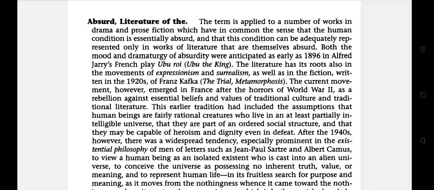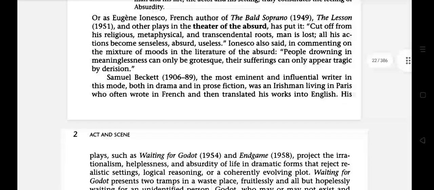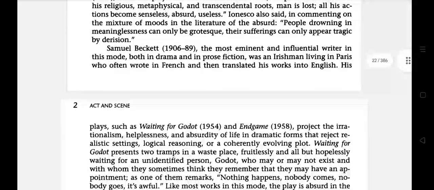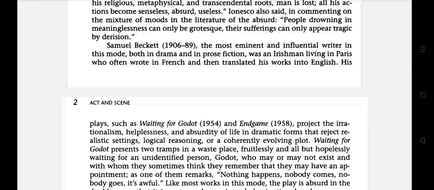The term is applied to a number of works in drama and prose fiction which have in common the sense that the human condition is essentially absurd, and that this condition can be adequately represented only in works of literature that are themselves absurd. The famous writer of absurd literature is Samuel Beckett, the most eminent and influential writer in this mode, both in drama and in prose fiction.